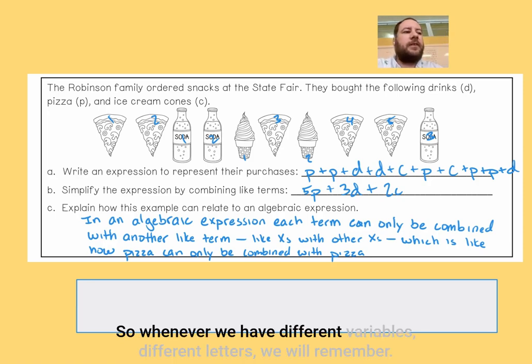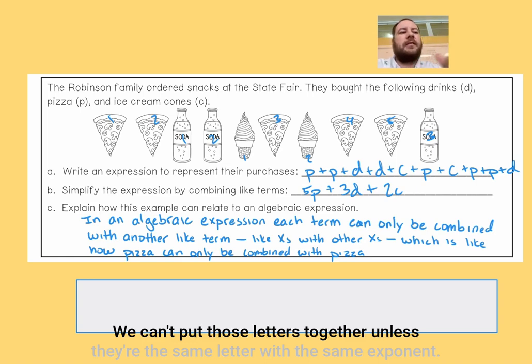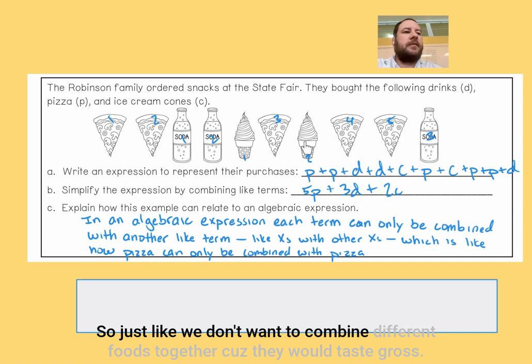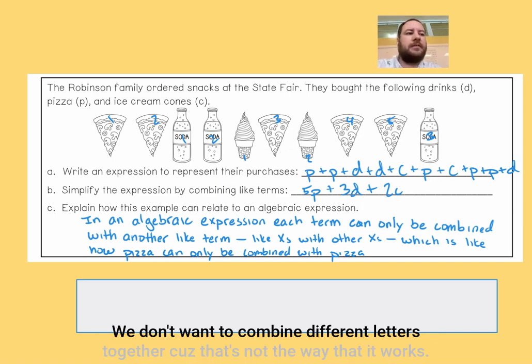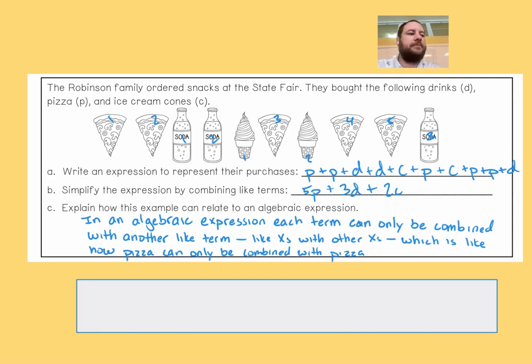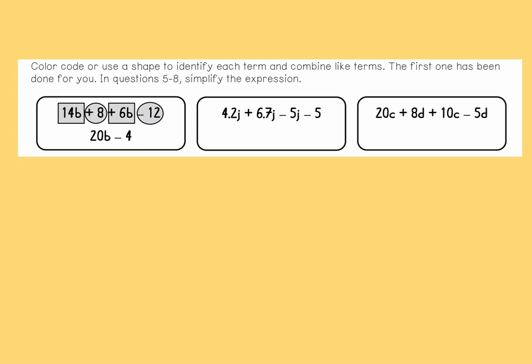Whenever we have different variables, different letters, we want to remember we can't put those letters together unless they're the same letter with the same exponent. Just like we don't want to combine different foods together because they would taste gross, we don't want to combine different letters together because that's not the way it works. We want to keep the letters separate. So now let's look at a couple problems. We're going to color code or use shapes.